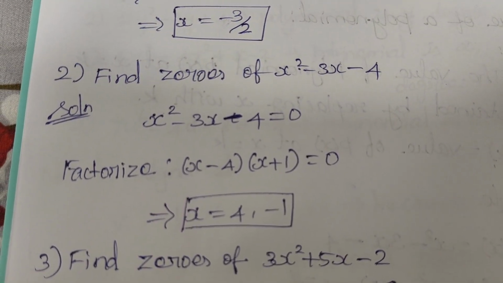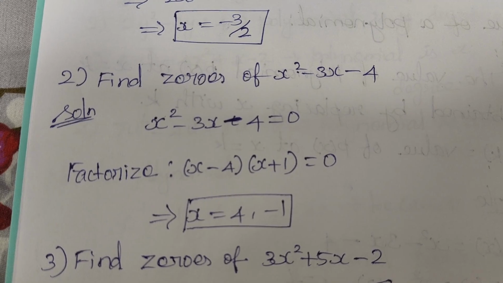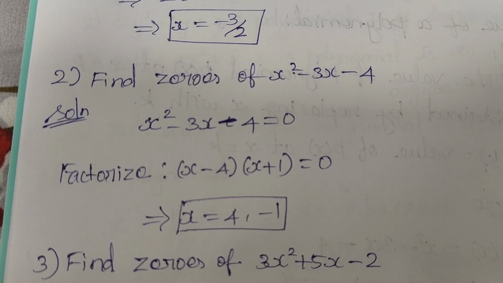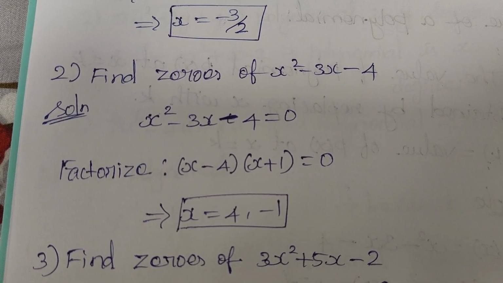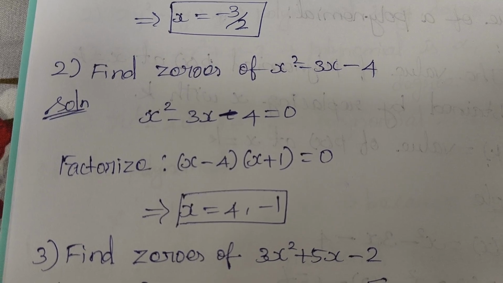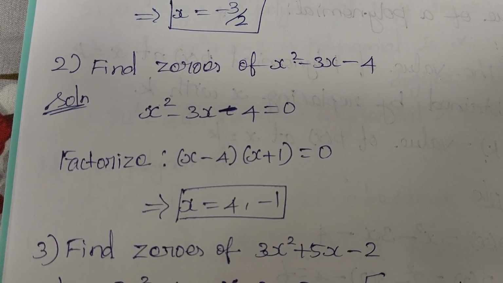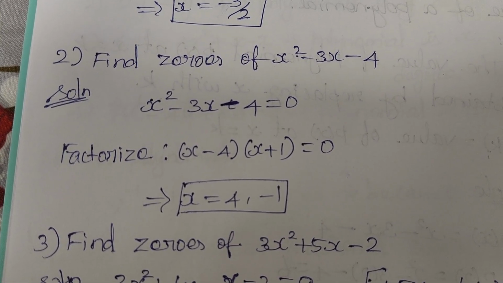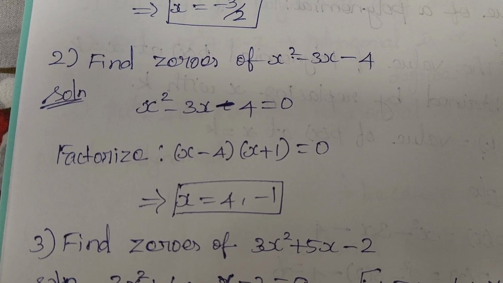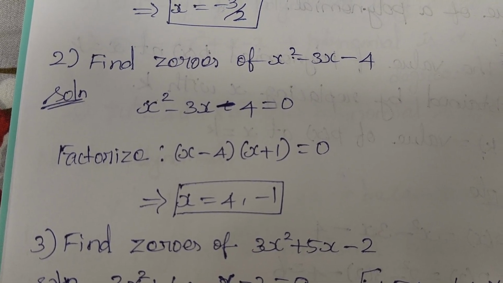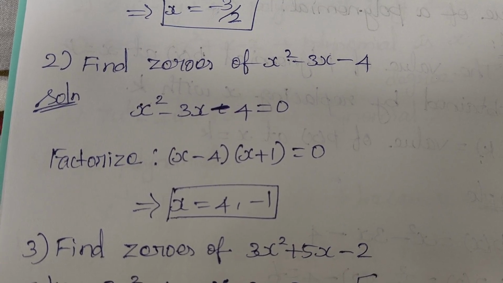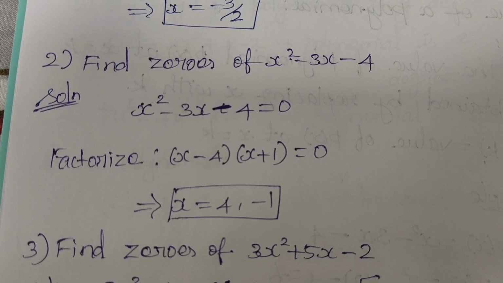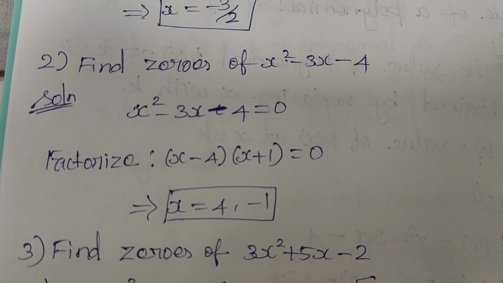The second example is x squared minus 3x minus 4. So first we write x squared minus 3x minus 4 equal to 0. The first step is factorization. We get the factorization: x minus 4 and x plus 1 equal to 0. So x equals 4 and minus 1. This polynomial's zeros are 4 and minus 1.